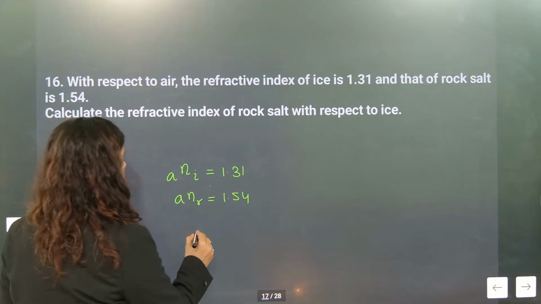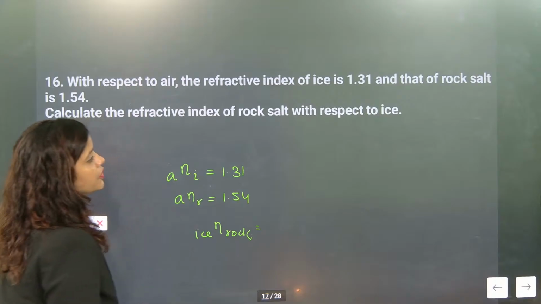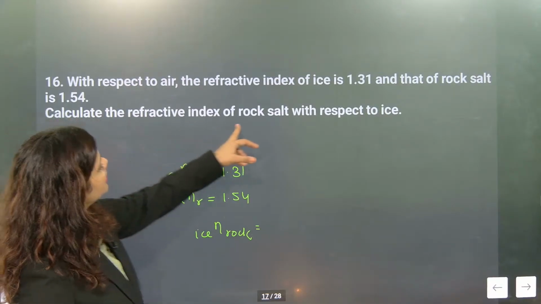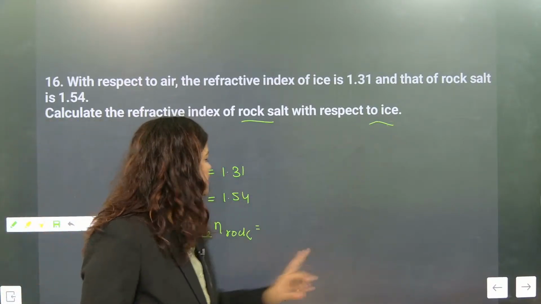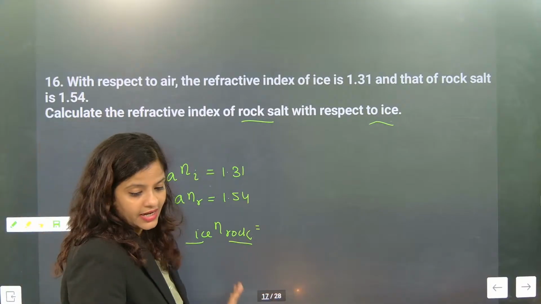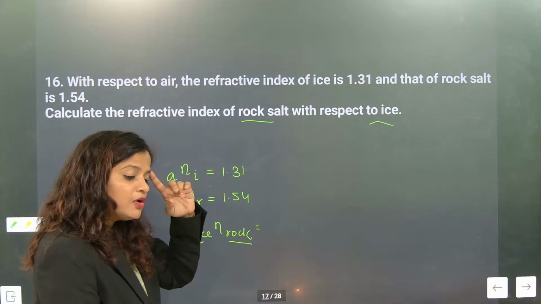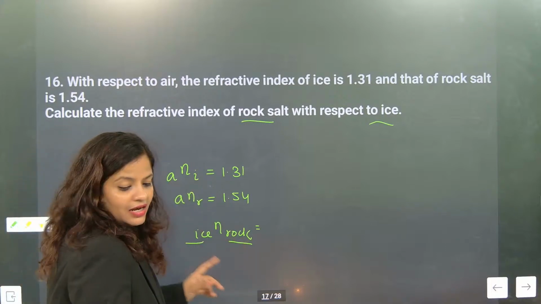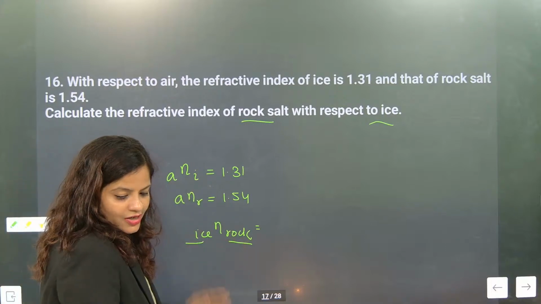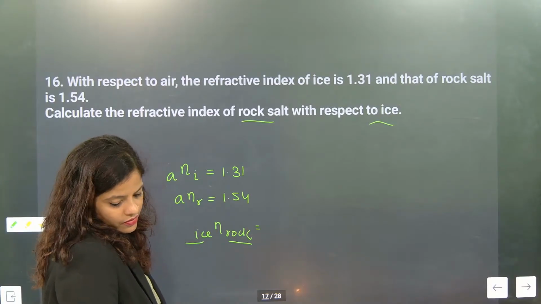That means we need to take ice to rock salt, because we now write the refractive index of rock salt with ice. So ice will come first, rock salt will go down at the time of writing. That's most important, so we write like this only. But be very careful while writing, because even a little mistake can happen.